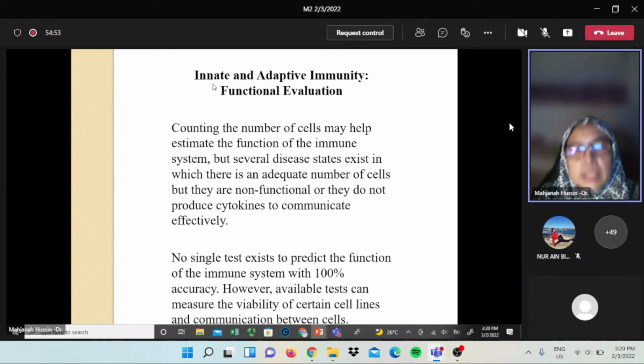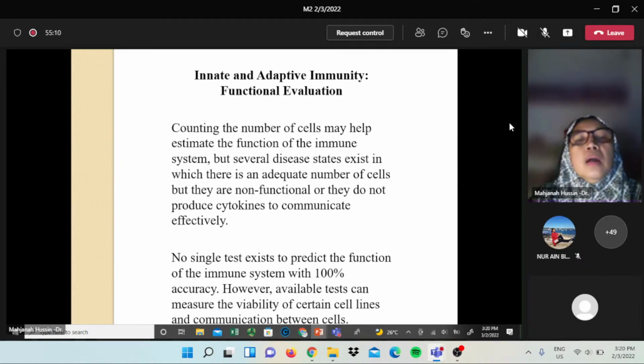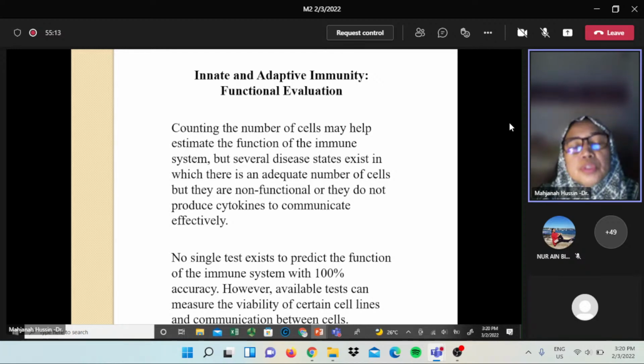For innate, the basis is counting the white blood cells. For the adaptive immunity, you're looking at the function of all those white blood cells, which are the immune system cells, whether they can produce this antibody or not, whether the cytokines are being produced or not. So you are looking at the function, not only the status, whether you have a large number of immune cells, but now you are looking at whether the immune cells are functional or not. Okay. Right.